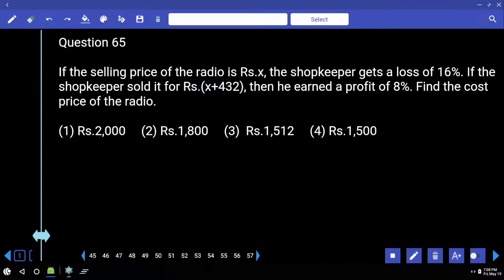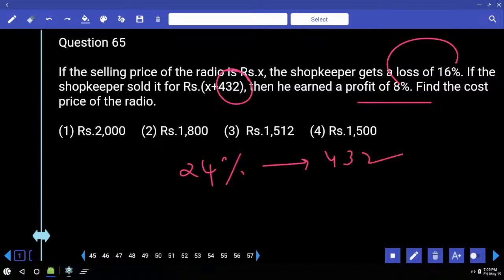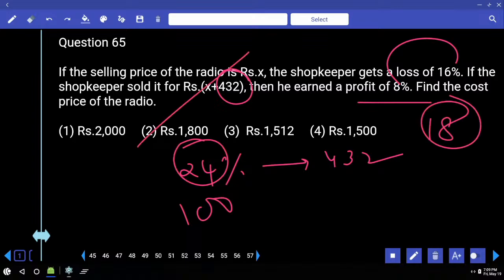If the selling price of radio is X, the shopkeeper gets a loss of 16%. If the shopkeeper sold it for X plus 432, he earned a profit of 8%. So what is the difference of two values? 432. What is the difference of percentages? 24. One is loss, another is profit. Difference is 24. 24% is 432. What is the cost price means 100%. 24, 1 time 18, 100 times 1800. Therefore 1800 is the cost price.